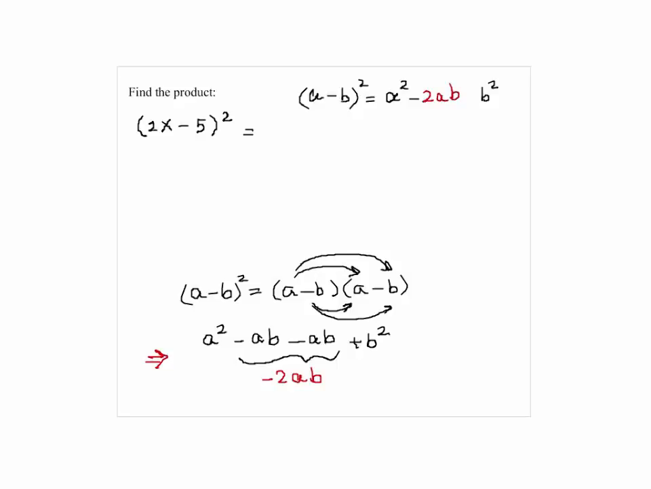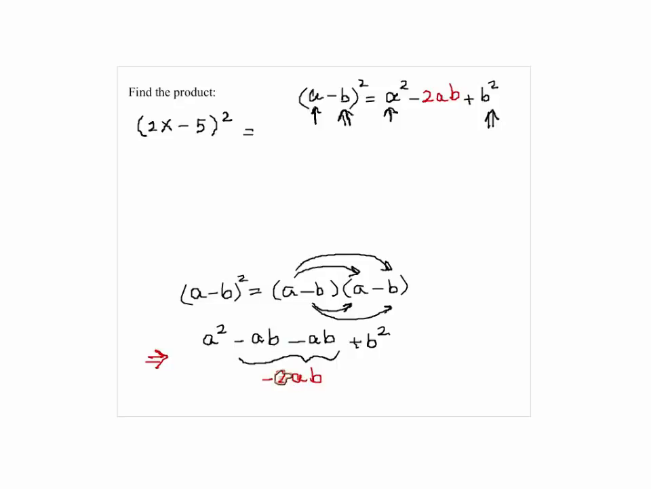If you have a minus b squared, it would be the first term squared, that's your first term. And then that would be your second term squared, that's your second term. And then the middle term always would be minus 2ab. And you know why it's minus 2ab now? Because you would end up getting minus ab and minus ab. So minus ab and minus ab give you minus 2ab.